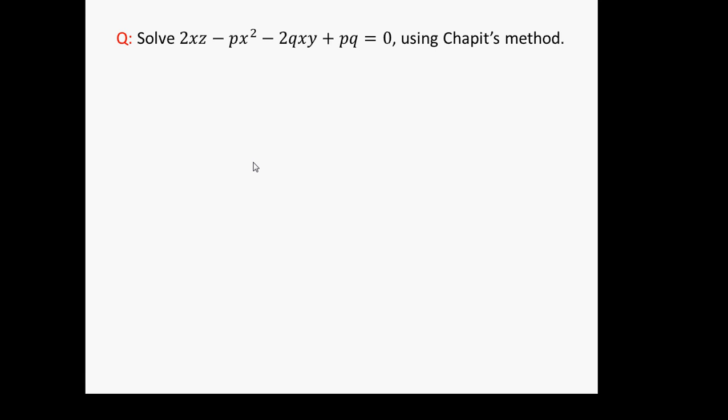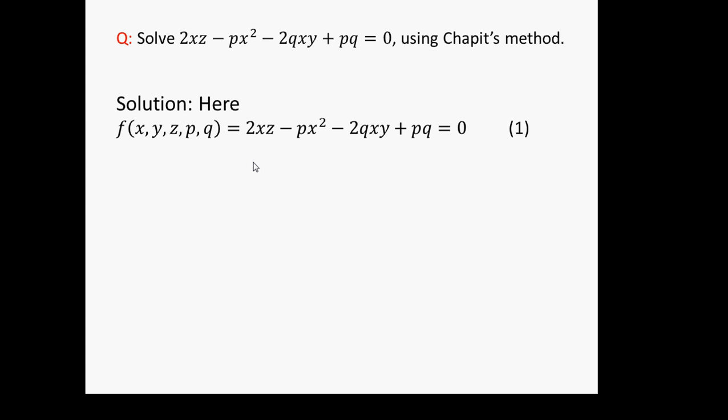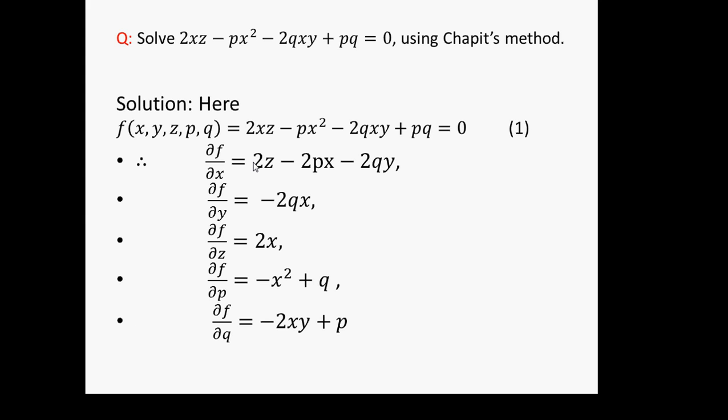Now the question is to solve 2xz minus px square minus 2qxy plus pq is equal to 0 using Charpit's method. Here we have the given differential equation. We write it as equation number 1, that is f(x, y, z, p, q) = 2xz minus px square minus 2qxy plus pq is equal to 0. Therefore we can find the differentiation of f with respect to x, y, z, p and q.